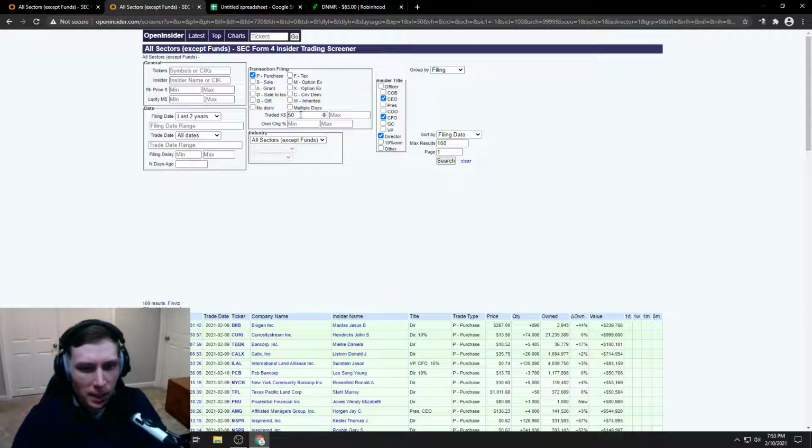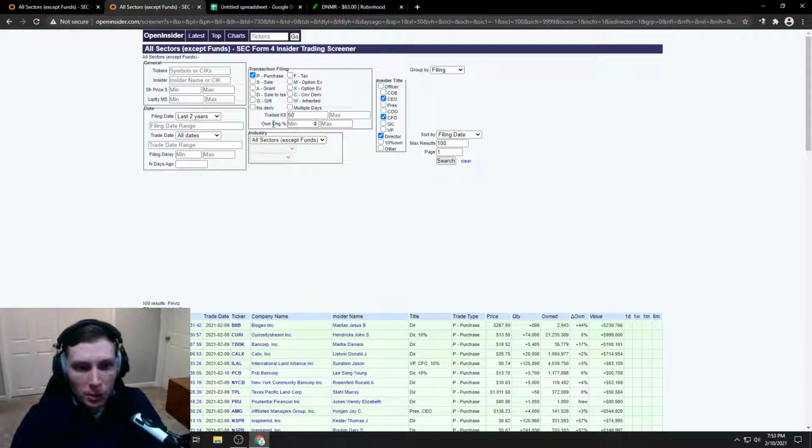This one I like as well. This gives you a minimum. If I didn't have this box checked, it would say min or filled in. So I put 50 here so that it's at least going to be 50,000 worth of shares that they're buying, because I don't care if it's somebody buying $5,000 or $500 worth of shares. That's not going to change things very much.